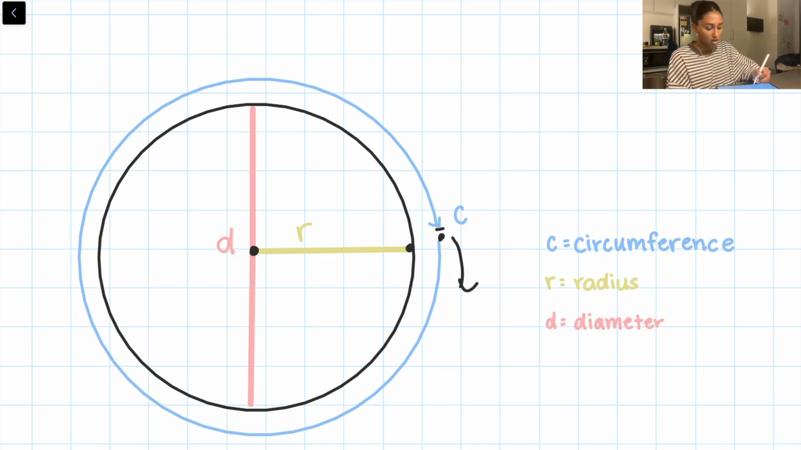Looking at the radius, it is basically a straight line from the center of the circle to any part touching the circle. So the radius could be from this center part up to here, or the center part down to here. That would all be considered the radius as long as it starts from that center point there.